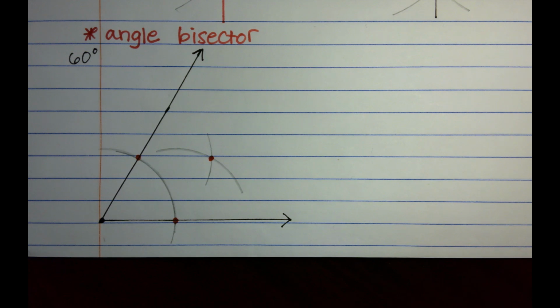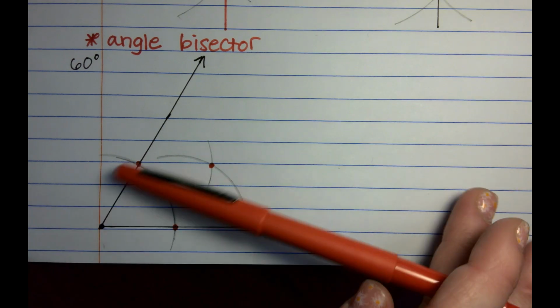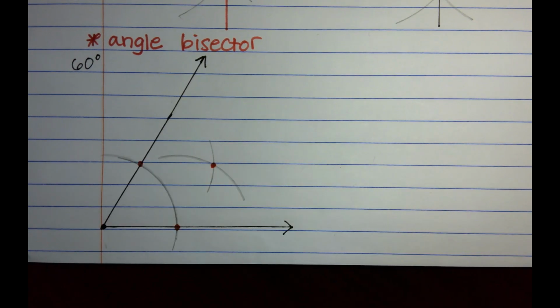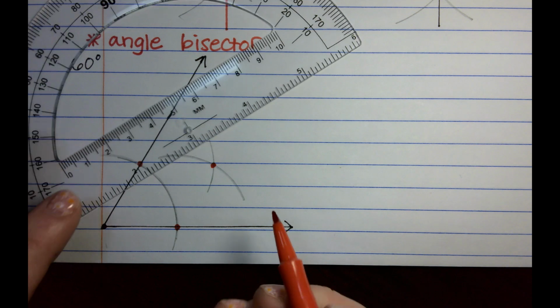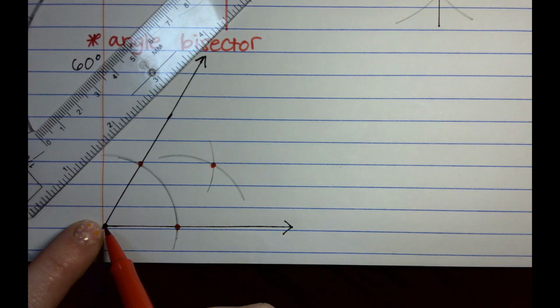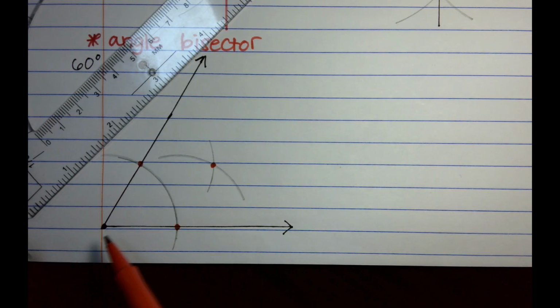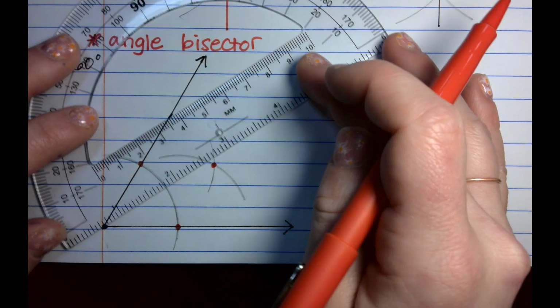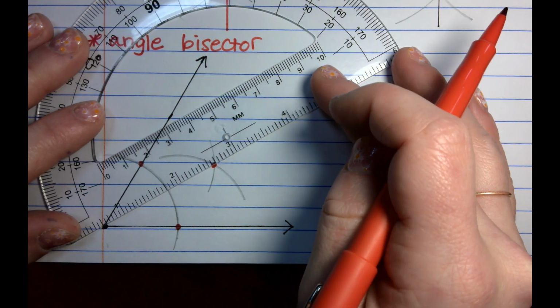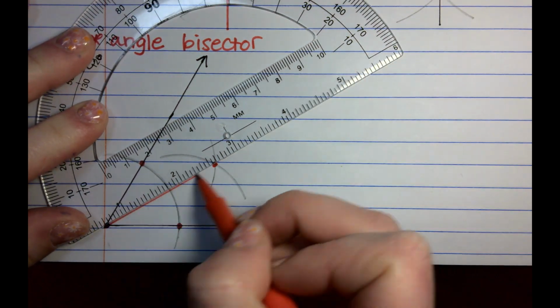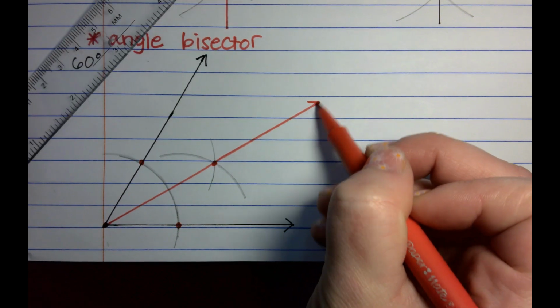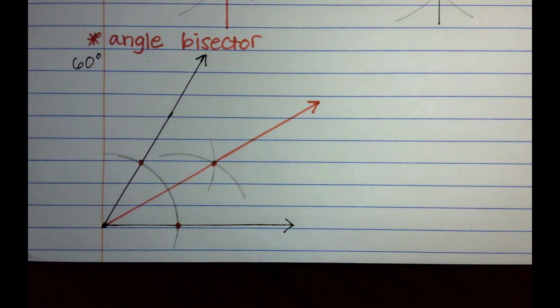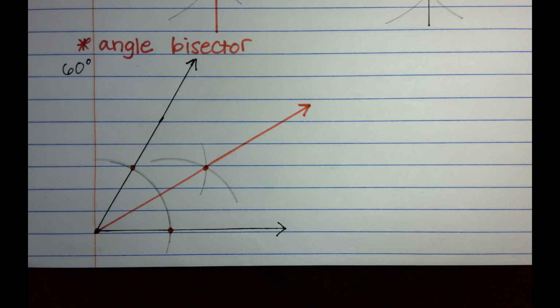And we're almost done. What do I do from here? Draw lines to start your vertex. Yes, draw a line from the vertex to the third intersection we made, the very last one. And that's going to cut our angle perfectly in half. Just like this. Beautiful. And that's it. That's all there is to it.